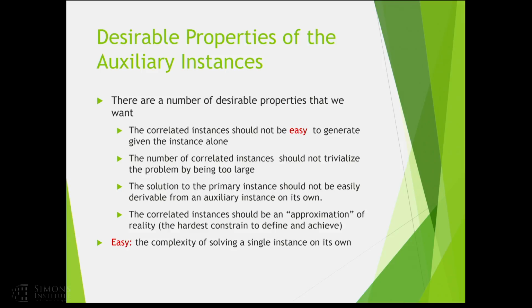Specifically, in addition, we want the solution to not be derivable from an auxiliary instance by itself. Say you can't just have the auxiliary instance be the solution to the primary instance. That gives us things. And lastly, probably the most important criterion and the hardest criterion to define is the idea that the model we should be looking at should in some sense reflect some sort of real world application.